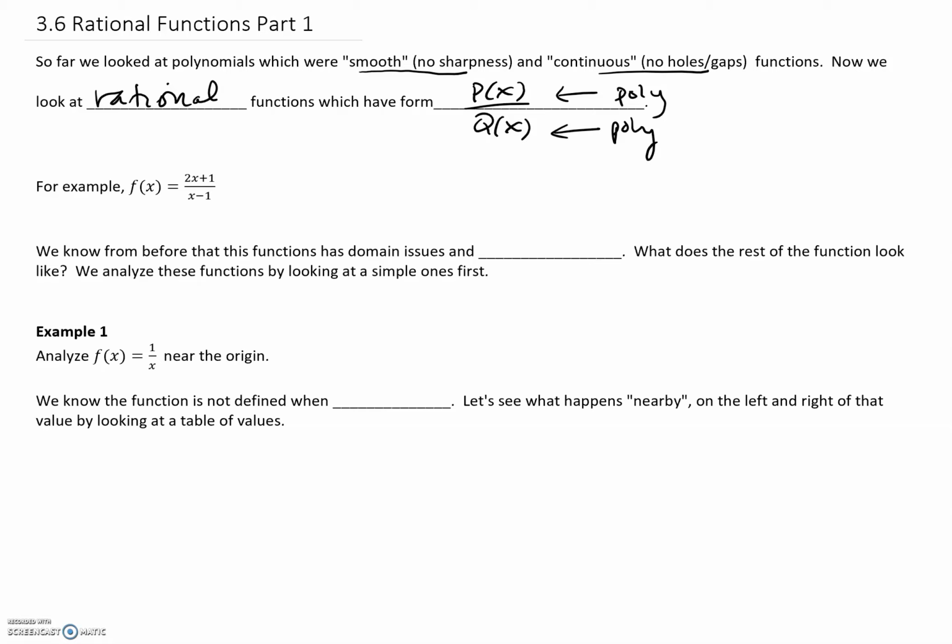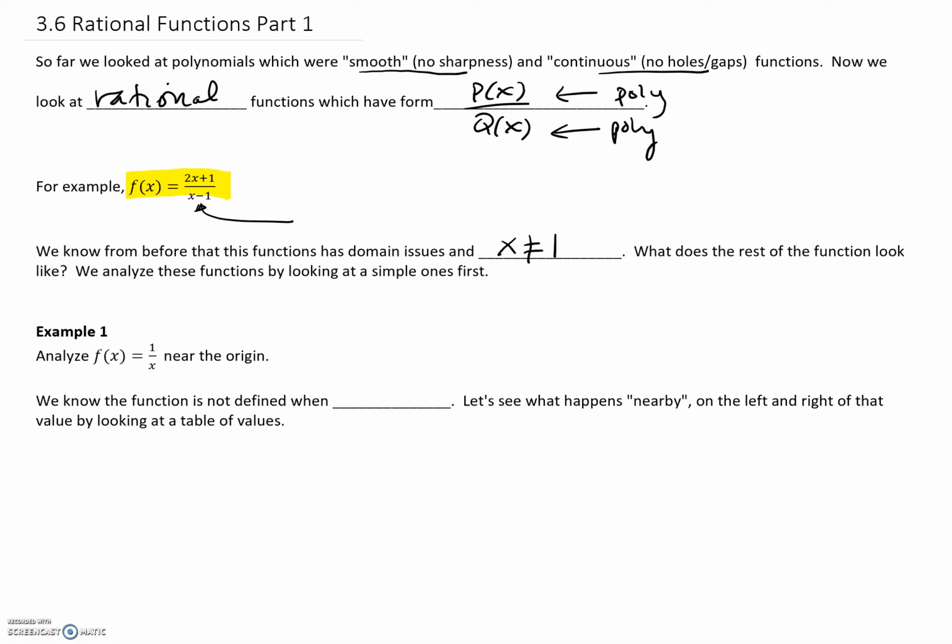For example, I can have f of x equals (2x plus 1) over (x minus 1). That's just a binomial over another binomial. If we look at this example, we know from before that this function has domain issues, and namely, x cannot be 1, because if it is, then I have division by 0. Now our goal is to get an idea of what the rest of these types of functions look like, and we're going to analyze them by looking at a simple case first.